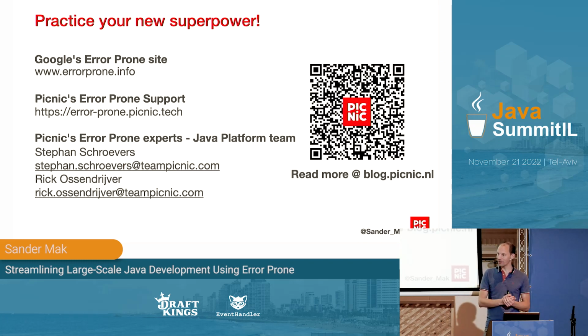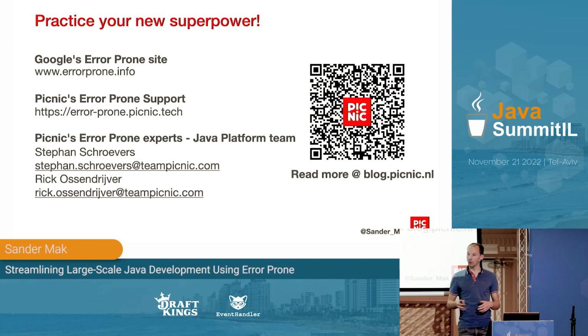So now it's actually up to you, right? I've shown you the superpower. I've shown how easy it actually is to add the error-prone compiler plugin to your build, and how you can even extend this to include your own checks and your own rewrite rules. So again, if you want to make the most use out of this, first go to errorprone.info. But after you've absorbed that and implemented that, I highly recommend also going to our error-prone support open source project.